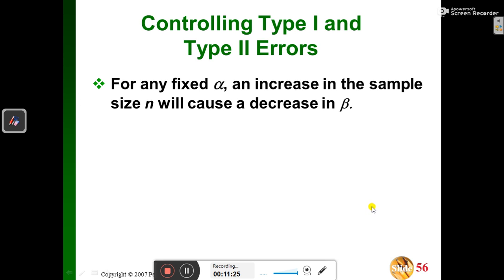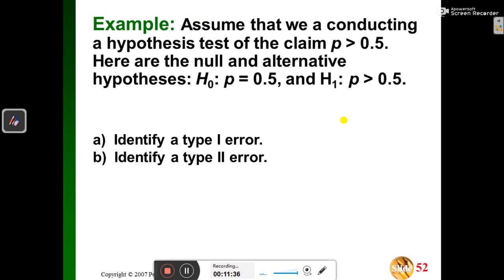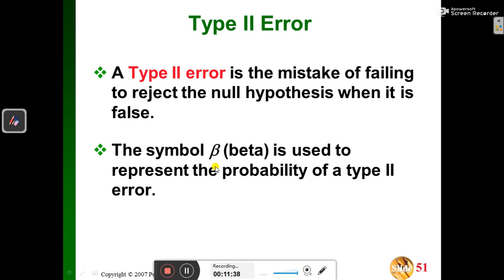For any fixed alpha, an increase in the sample size n will cause a decrease in beta. Beta is the type 2 error. Or you can see here, what is beta? This is beta, used to represent the probability of a type 2 error.